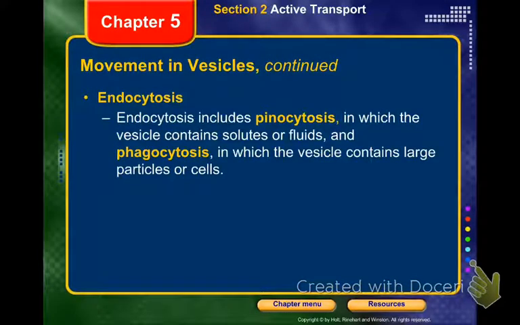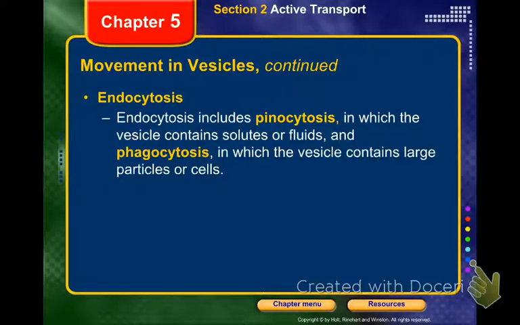Okay, we have two types of endocytosis, pinocytosis and phagocytosis. The way I like to remember this, Pinot is a type of wine. Pinot Grigio, Pinot Gris. So, you drink a Pinot. Pinot means drinking, okay? Phagocytosis, a phagocyte is a cell, an eating cell, a cell eater. So, phagocytosis means cell eating. So, you're going to be ingesting solid particles of things.